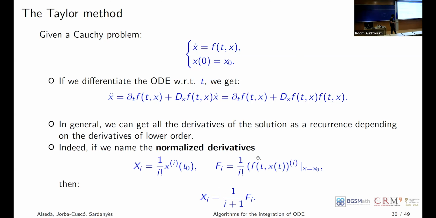Okay? But I mean, this is very simple. This is the normalized derivative. This is standard notation. The normalized derivative is the derivative of order whatever divided by the factorial that appears in the Taylor expansion. But this guy here is a little monster because it comes from a composition of functions. So this guy here is this guy here in order 2.